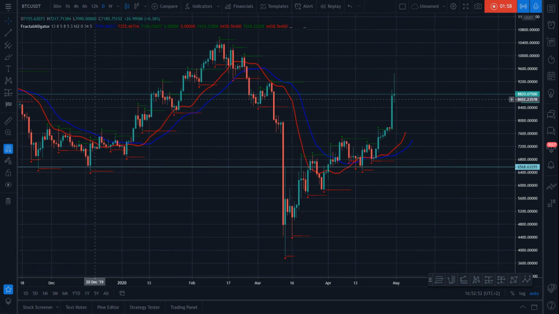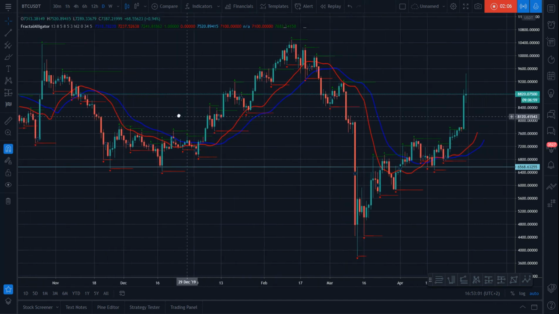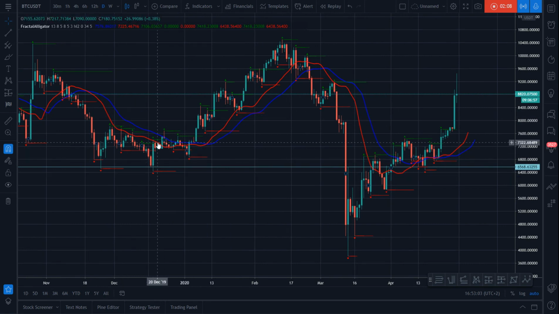So how do I use this strategy? I use these lines for guidance. When the price is below, I go short. For bullish fractals, you want the price to be above the blue line, and you put a buy stop here, and you follow this strategy, and then you move your stop loss to here.